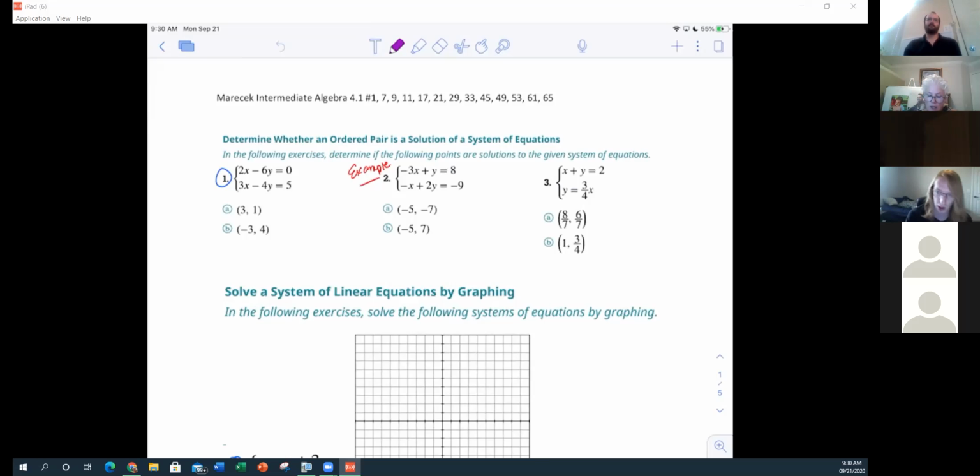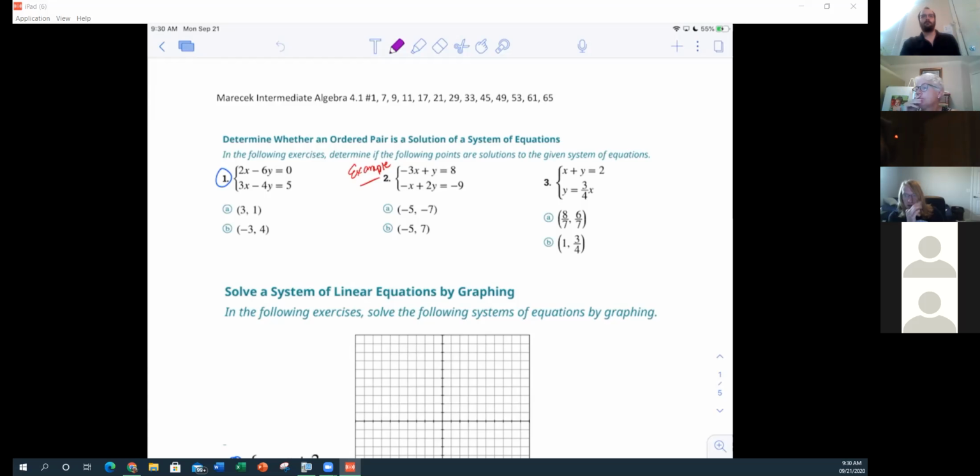All right, so the first one on the homework from the book work is number 1, and it says, in the following exercises, determine if the following points are solutions to the given system of equations. So generally speaking, unless you have 2 lines that coincide or don't intersect at all, you're only going to have 1 point. So if A works, then you don't have to even check B. And if A doesn't work, check B and see if it works, and if neither of them might work.